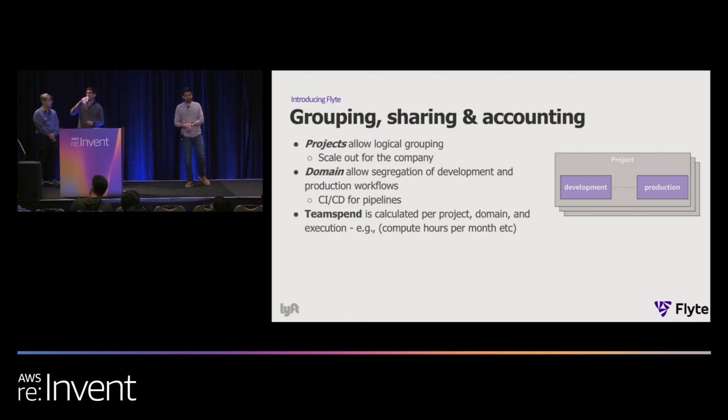But to achieve the multi-tenancy, we had to build in some primitives within the system. One of them is a project. Think about a project as a team in the company or an initiative that you're trying to solve. So I want to build ETA for my customers, and I want a bunch of machine learning models that solve that one problem. I will group all of them together under one project. And within the project, you can have multiple domains so that you can get CI/CD-like semantics for your pipelines.